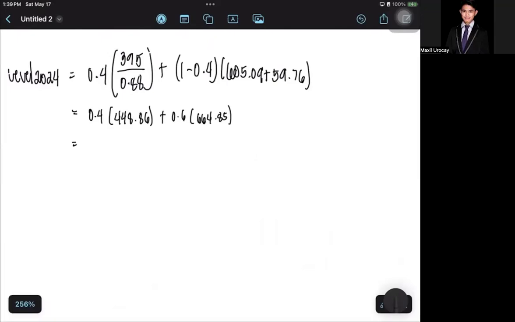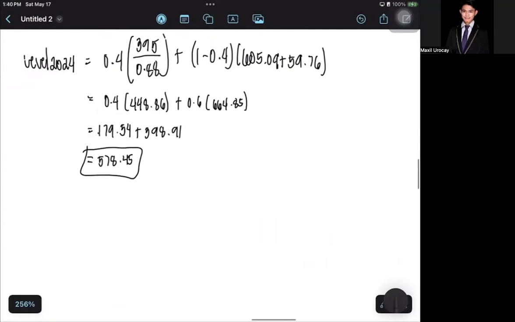Now, 0.4 times the 448.86 is 179.54 plus the 0.6 times the 664.85, that is 398.91. And calculating that one, you will add that into the 179.54, and that will become 578.45. So this will be your level of 2024.